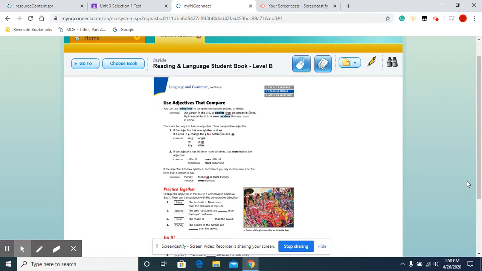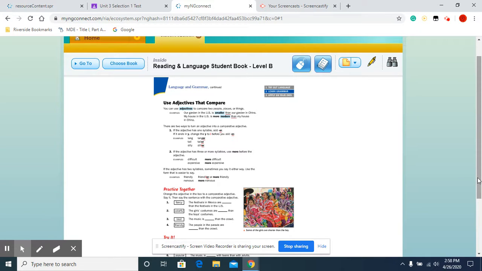Hi everyone. So today we're going to learn about using adjectives that compare. Last week we learned about different types of adjectives, such as predicate adjectives. So today we're learning about adjectives that compare.